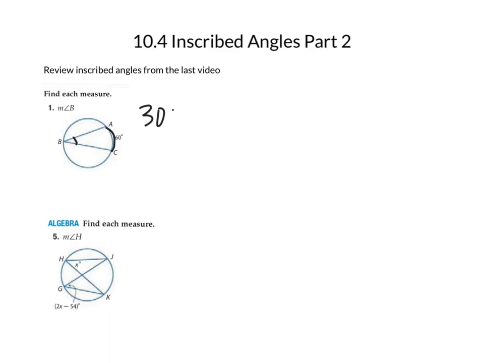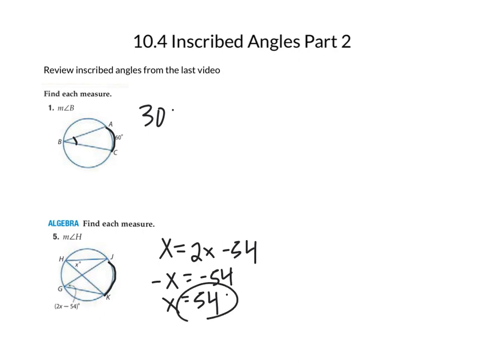And the second problem says find the measure of angle H. Notice that H and G share the same arc right here, JK. So that means that they are congruent. So x is going to be equal to 2x minus 54. So negative x is equal to negative 54. So x is 54. So the measure of angle H is 54 degrees.